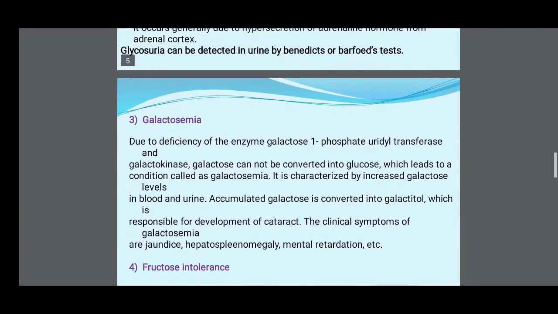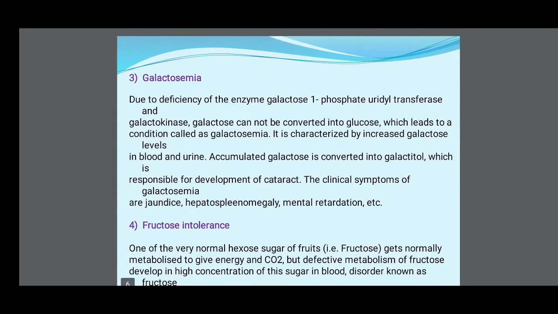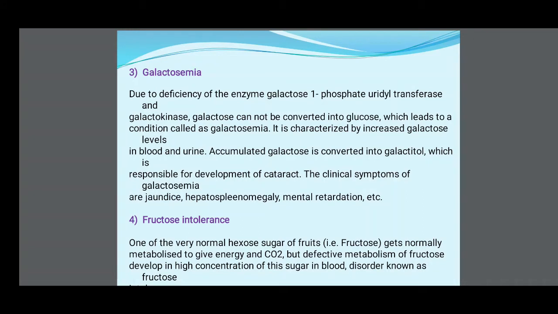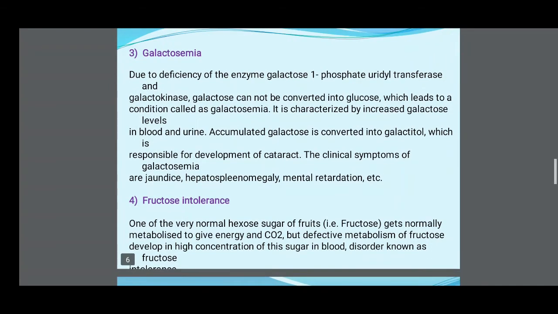Then galactosemia. Due to deficiency of the enzymes galactose-1-phosphate uridyl transferase and galactokinase, galactose cannot be converted into glucose, which leads to a condition called galactosemia. It is characterized by increased galactose level in blood and urine. Accumulated galactose is converted into galactitol, which is responsible for development of cataract. The clinical symptoms of galactosemia are jaundice, hepatosplenomegaly, then mental retardation.